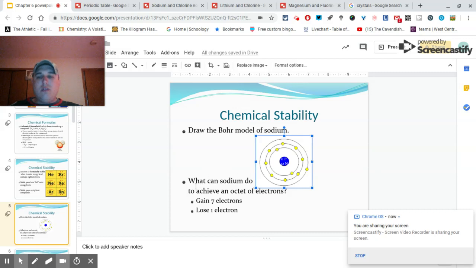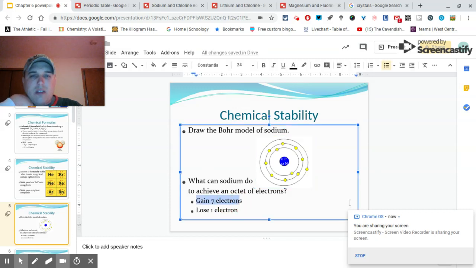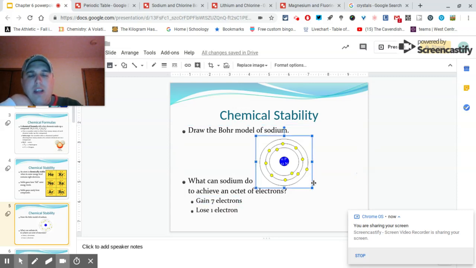Okay, so 2 things that sodium can do to become happy or stable. It can either gain 7 electrons. If you put 7 more electrons around the outside, then it's happy, right? It's got 8. Or it can lose that electron. If it loses this 1 electron, then it is also stable because it has 8 in its outer shell. Because this shell now has 8. 1, 2, 3, 4, 5, 6, 7, 8. It's good.